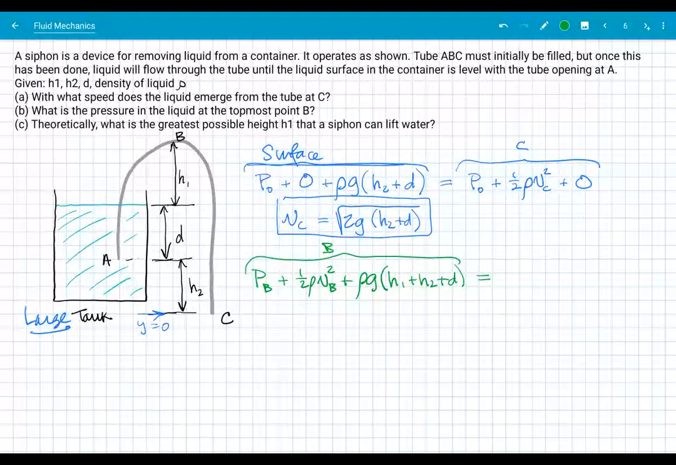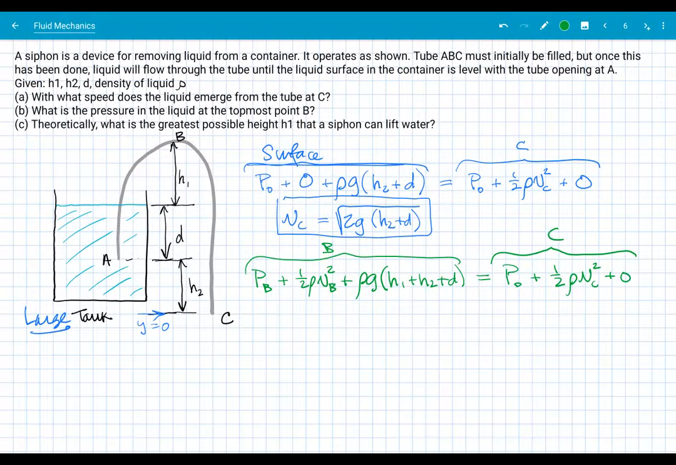And then I'll set that equal to, again, any two points in the system, point C, which is going to be atmospheric pressure plus 1/2 rho v sub C squared. And this, oh, I could say here plus 0. That's point C.